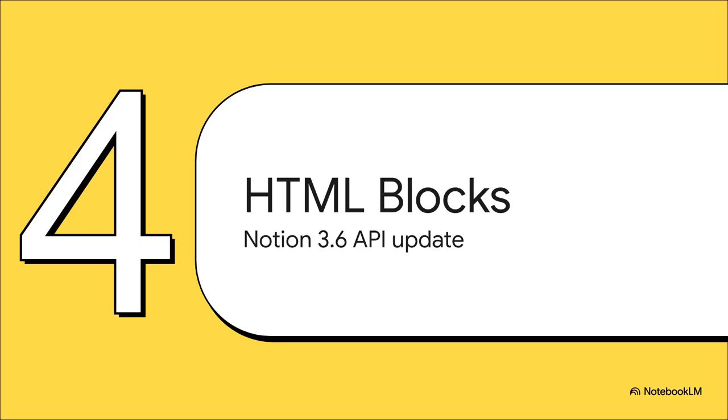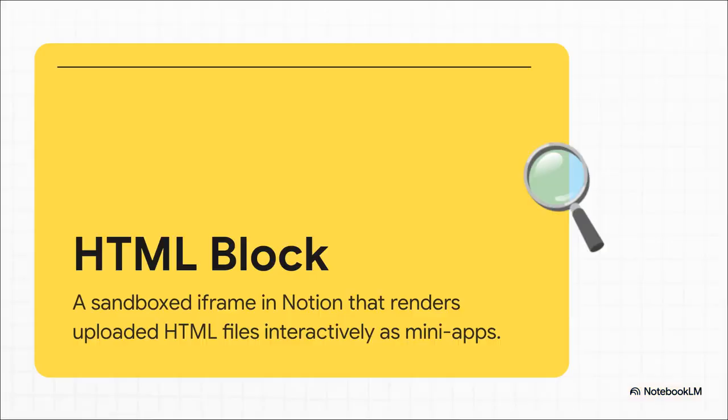All right, let's kick things into high gear with section 4, interactive HTML blocks. This is where we pivot from just presenting information to actively interacting with it, thanks to the massive Notion 3.6 API update. This turns Notion into a true developer sandbox. Basically, by uploading an HTML file via the developer API and attaching it to an embed block, the app renders that file interactively inside a sandboxed iframe.